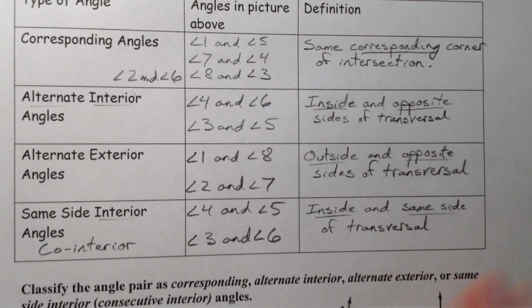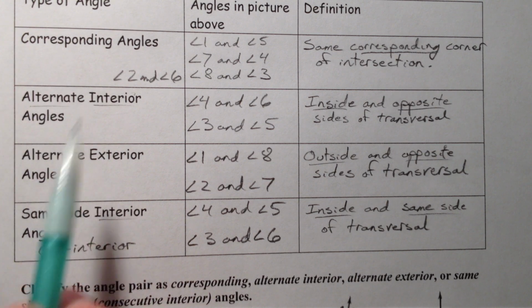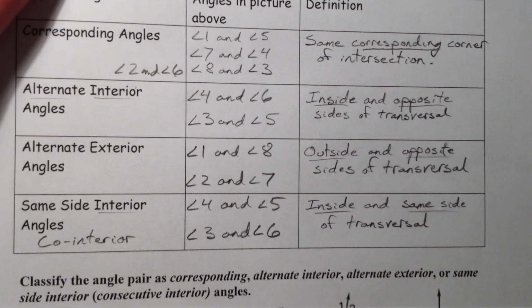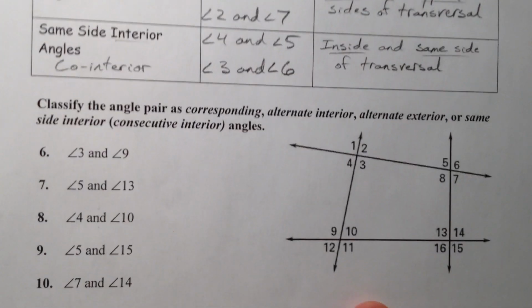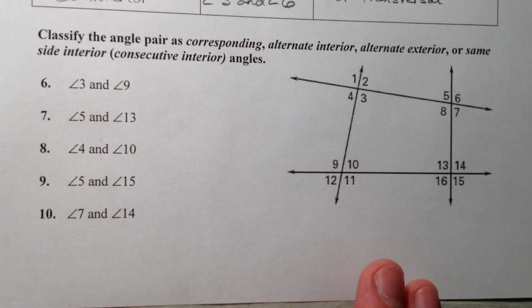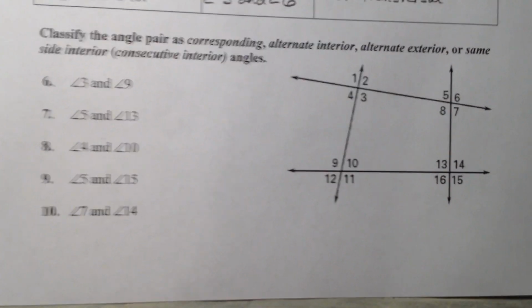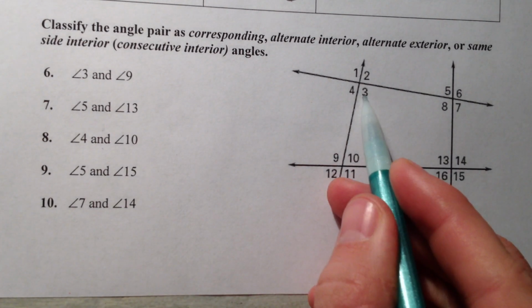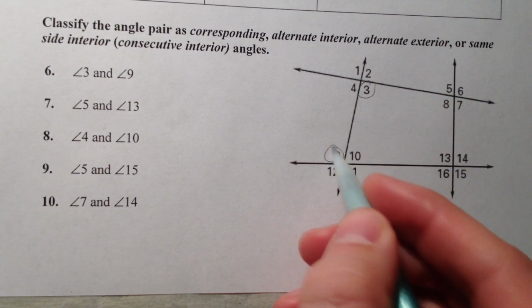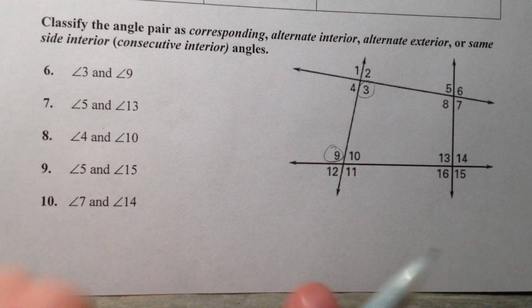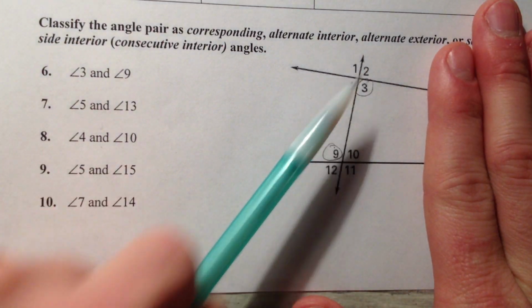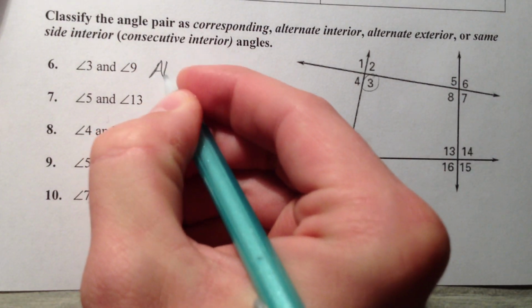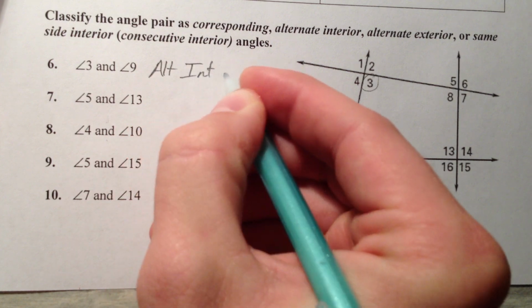So you're going to want to get used to corresponding, alternate interior, alternate exterior, and same side interior. Be okay with finding those. So we've got a picture just to practice real quick to see if we've got it down. Angle 3 and angle 9 are, if you ignore this one right now because they're comparing these, on the inside and they're opposite sides, so that's alternate interior angles.